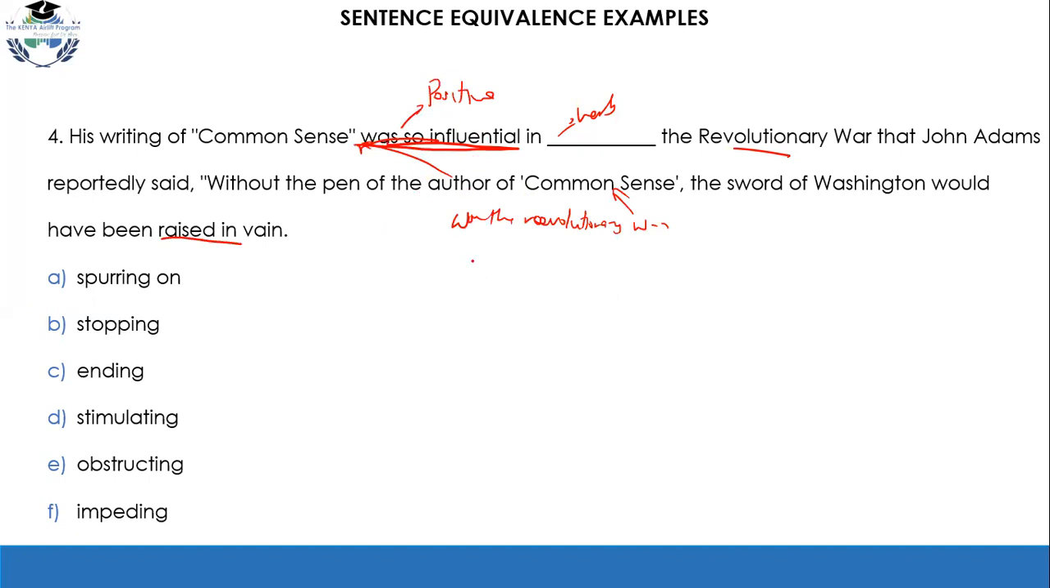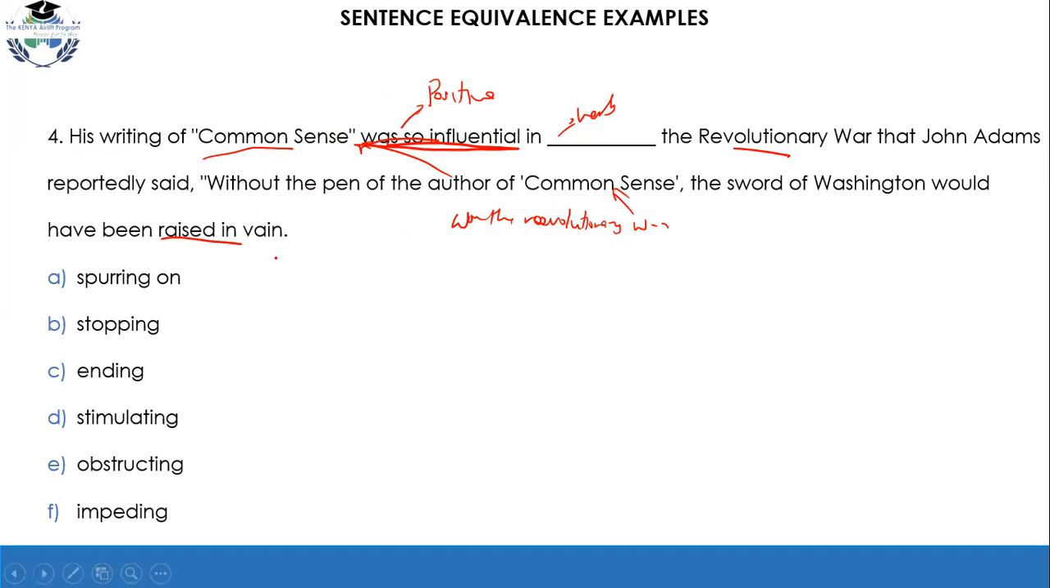So it did something to the Revolutionary War, like it fired them on. It gave them the motivation to move forward. They were thinking, because of this book, the sword of Washington would have been raised. Were it not for this book called Common Sense, the sword of Washington would have been raised in vain. So this sentence is a positive sentence talking about the author of this book called Common Sense. It did something, and it did something positive to the Revolutionary War.